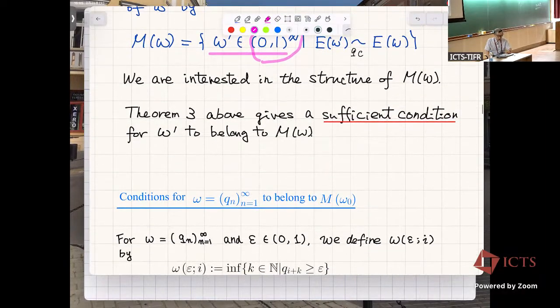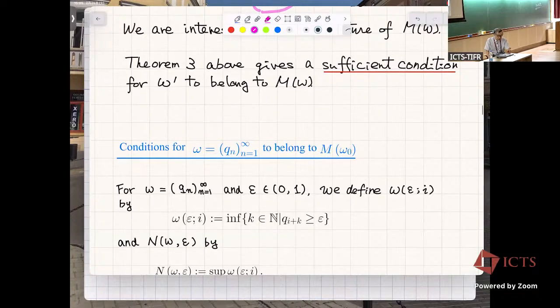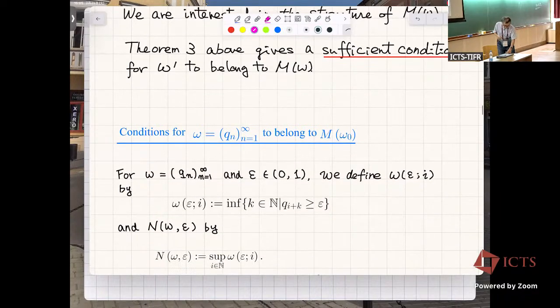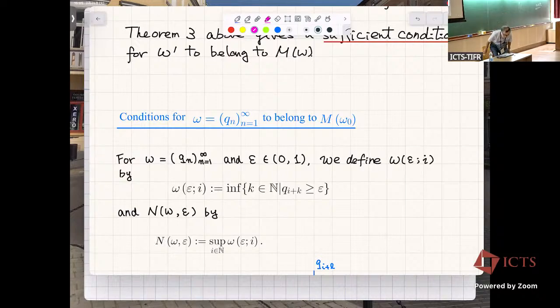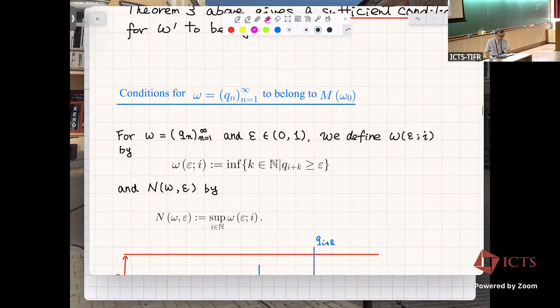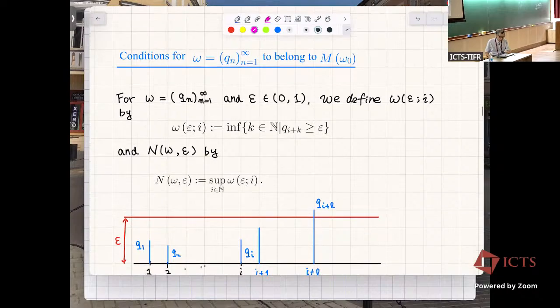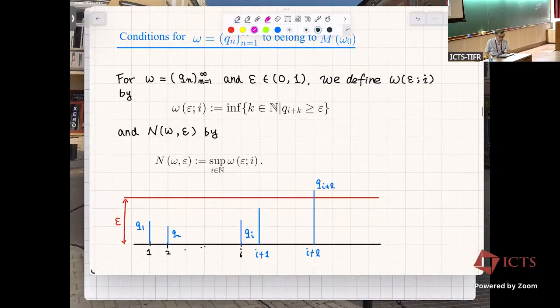So next I will consider a necessary and sufficient condition for the sequence omega to belong to the moduli space of the standard Cantor set. So I will give you these conditions. The important thing is that the following condition is a necessary and sufficient condition. To define this one, we need some strange numbers.